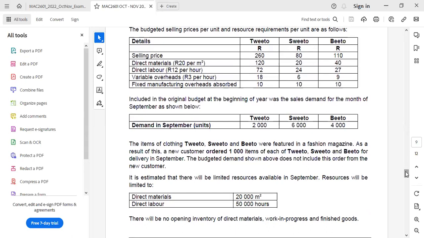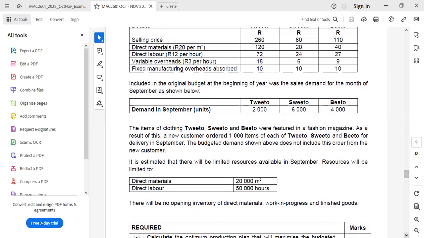The items of clothing Twito, Sweeto, and Bito were featured in a fashion magazine. As a result of this, a new customer ordered 1,000 items of each of Twito, Sweeto, and Bito for delivery in September. The budgeted demand shown above does not include this order from the new customer. It is estimated that there will be limited resources available in September. There will be no opening inventory of direct materials.